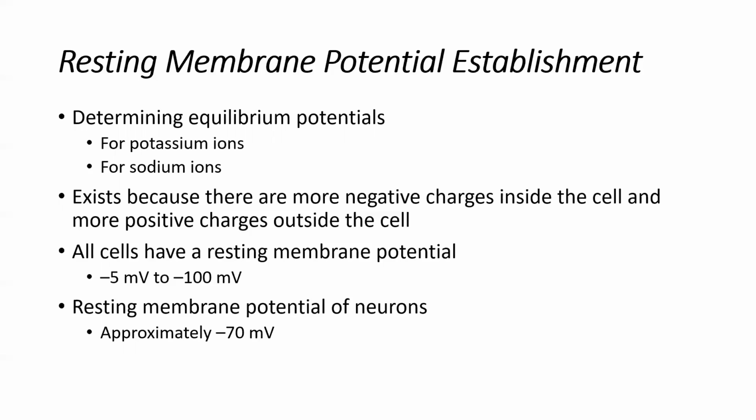Now, the RMP, or the resting membrane potential, exists because there's more negative charge inside the cell than there is outside the cell. We kind of talked about that before. That negative 70 means that with respect to the outside of the cell, the inside of the cell is negative 70 in terms of a more negative environment. All cells have a resting membrane potential, anywhere from -5 in certain cells to -100 in other types. But for neurons and most excitable cells, muscles also fall under this category, the resting membrane potential is about -70 millivolts.